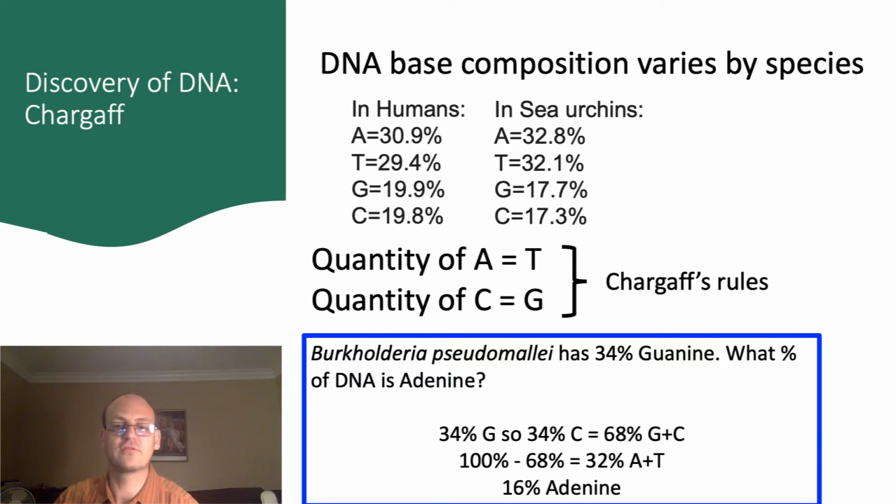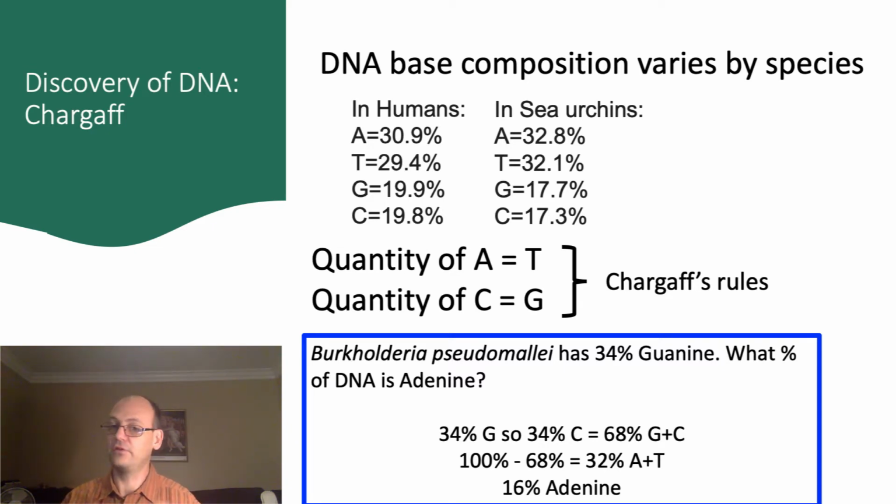We can use Chargaff's rules to estimate the amount of any base if we know the content of any other base. For example, the bacteria Burkholderia pseudomallei has very large amounts of guanine. If this bacteria has 34% guanine, then what percent of its DNA is adenine?